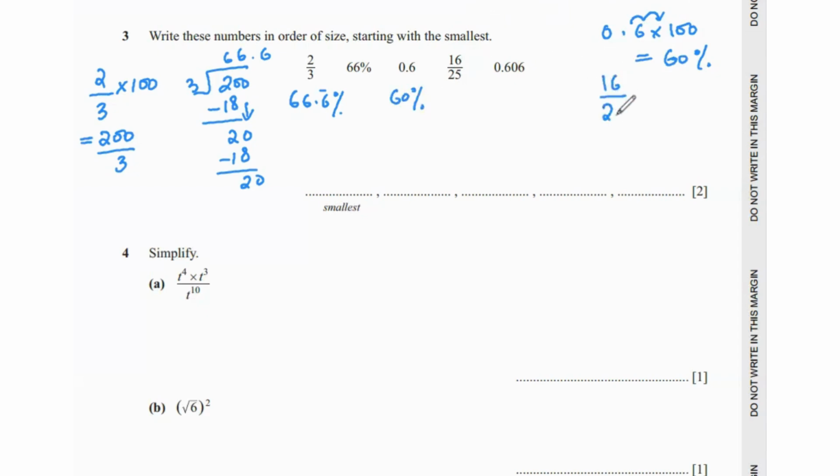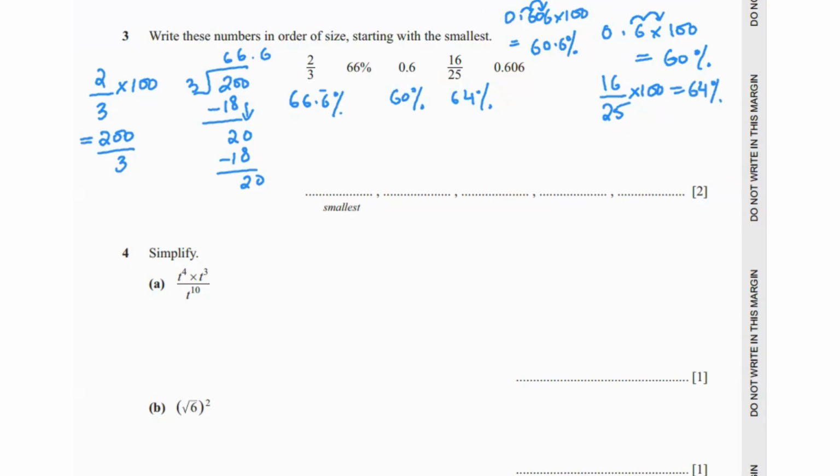16/25, again, times by 100. So, 100 divided by 25 is 4. So 16 times 4 is going to give us 64%. And lastly, 0.606 times 100. Move the decimal 2 places to the right. So that's 60.6%.